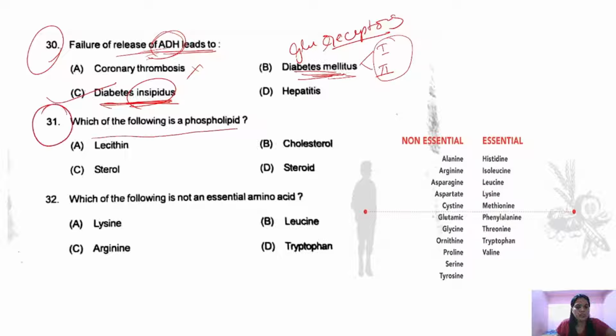Which of the following is a phospholipid? Answer will be again option number A, that is lecithin. Lecithin is a phospholipid.